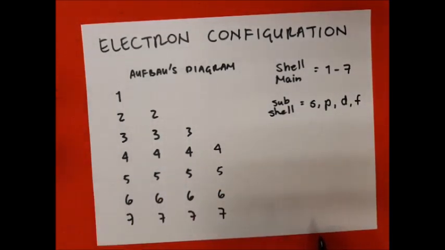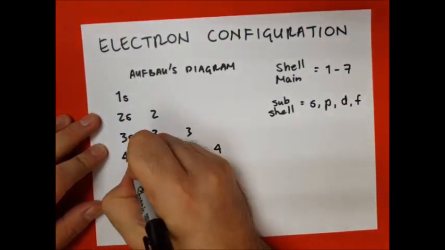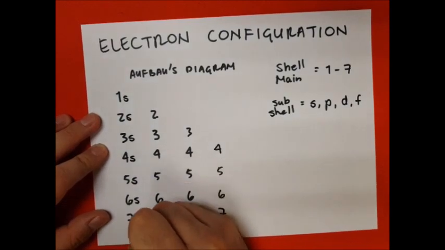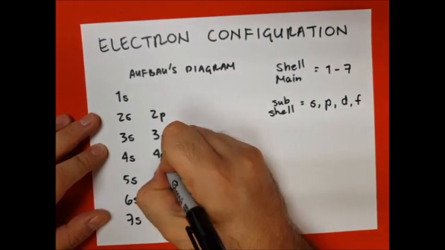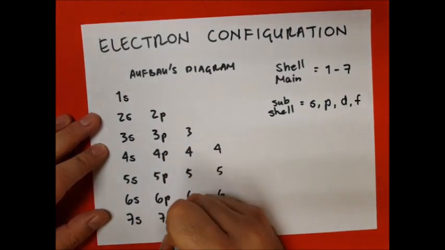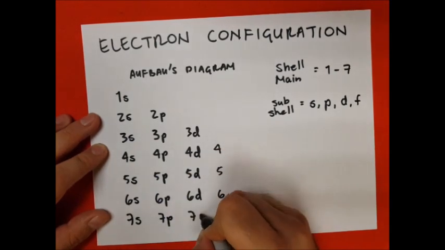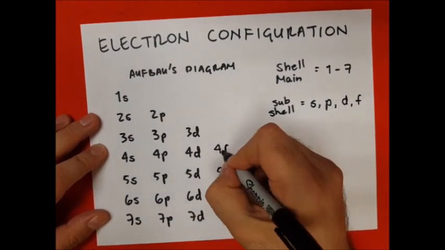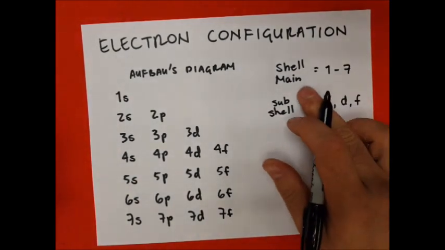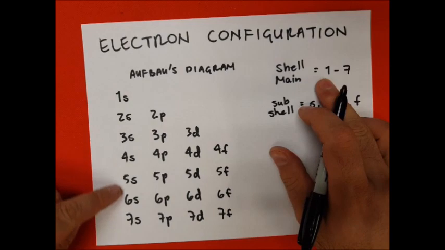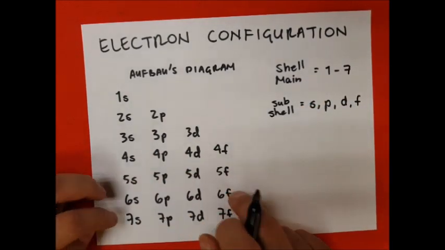The first column will correspond to S. So we complete each of these numbers with S. It's lowercase S, I mean. And then we continue the second column with P. We continue the third column with D. And we finalize the last column with F. So shell or main energy level 1 through 7. And then subshell is S, P, D, or F.